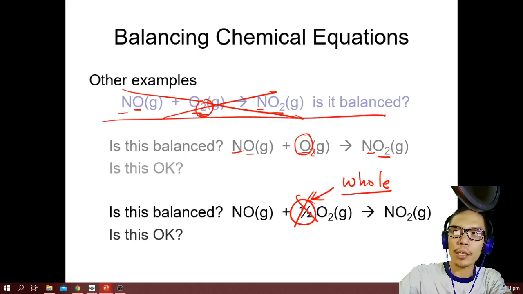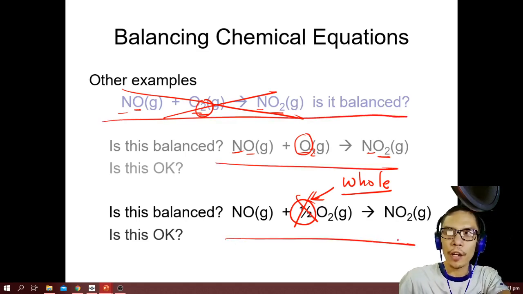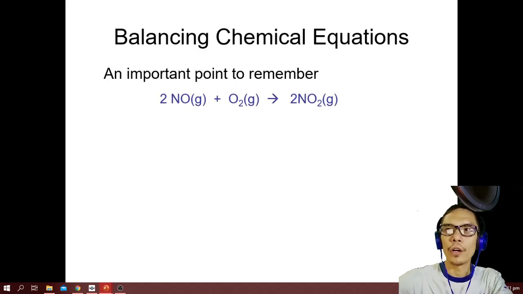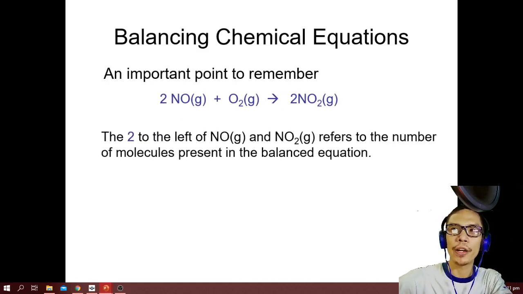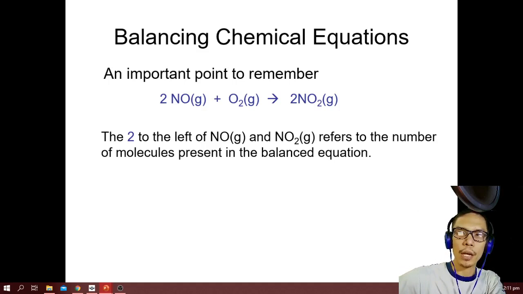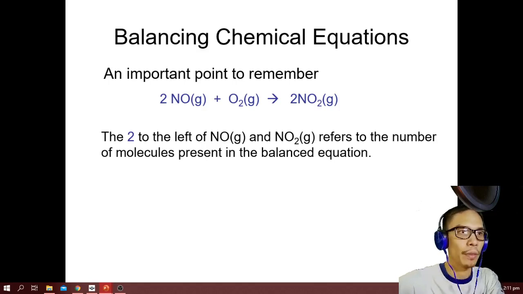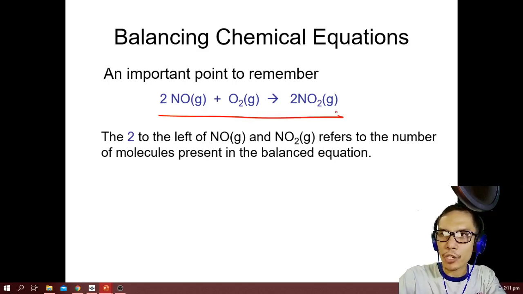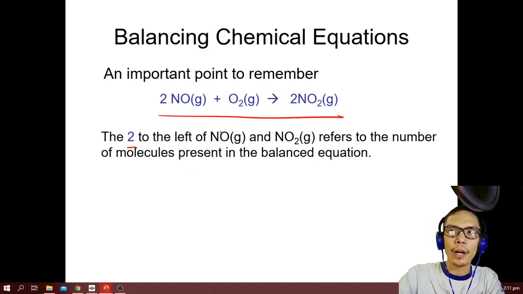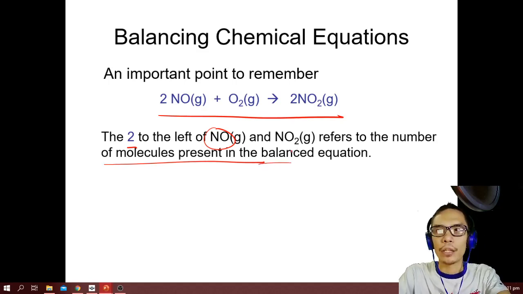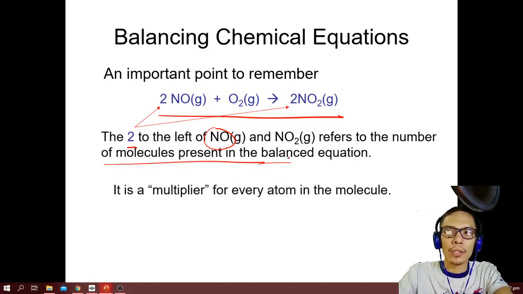Okay, so these are the three things that you should look for in treating your chemical equation, guys. So next one. What we have right here is the balanced equation for nitrous oxide. Nitrous oxide and oxygen gas react to form nitrogen dioxide. So that is your chemical reaction here. Now, the 2 on the left of your NO is the coefficient that will make the equation balanced, to be exact.